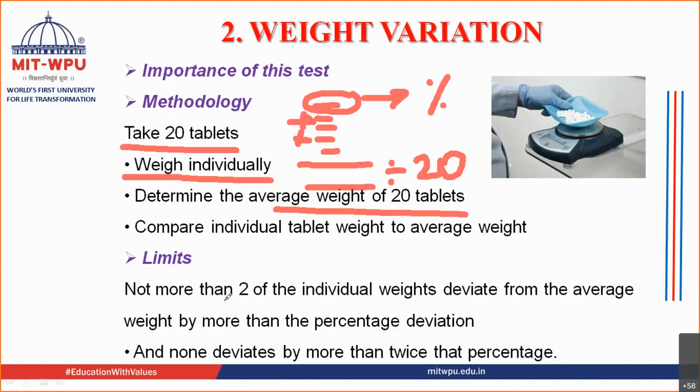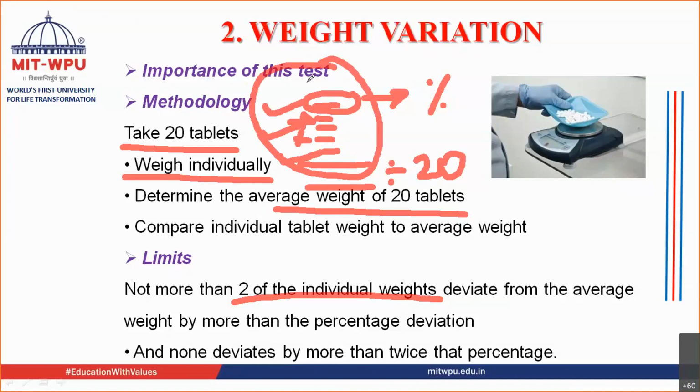The limit is that not more than two individual weights deviate from the average weight. For example, this tablet is deviating in weight, fine. This tablet is deviating in weight, fine. The test passes. But if there are three tablets which are deviating in weight, then you will see that the test has failed. Okay, right?